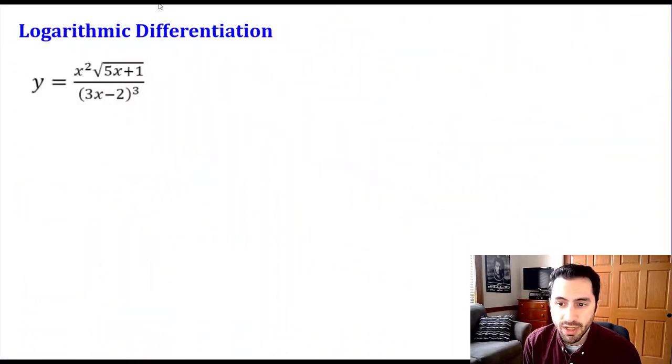So in my example, I have y is equal to x squared times the square root of 5x plus 1, all divided by 3x minus 2, and that quantity is cubed. Taking a look at this, if I were to try to find the derivative of this equation, it would be very complicated. I would need a combination of the chain rule, along with the product rule, the quotient rule, some more chain rule, and it's going to get very messy. But we can use our properties of logarithms to make this a little bit more manageable. So that's what logarithmic differentiation is.